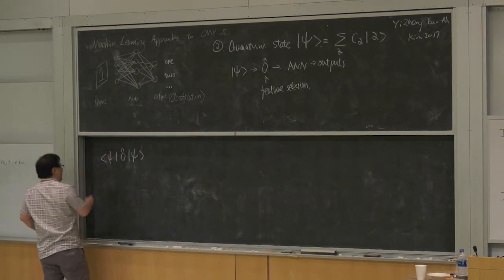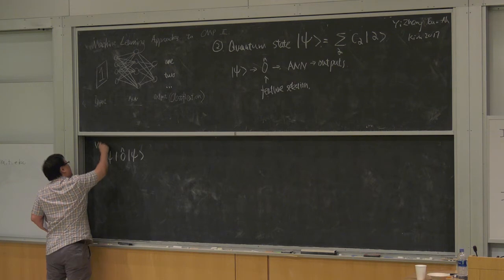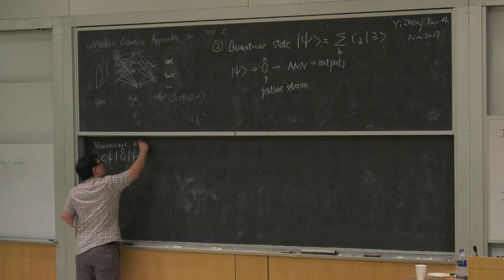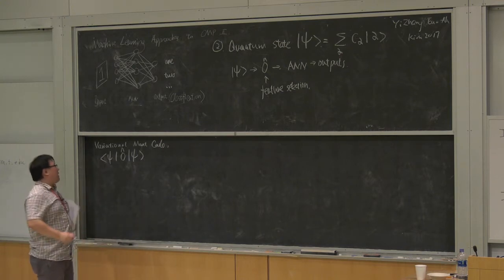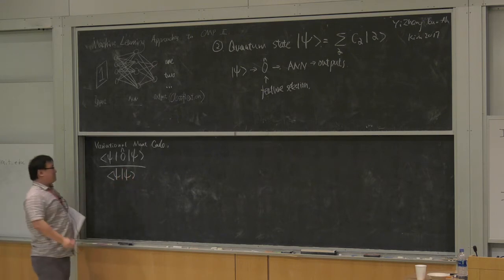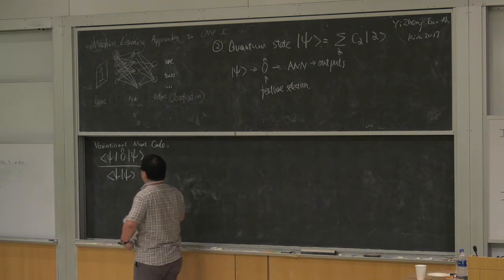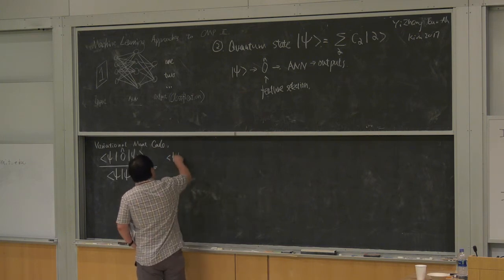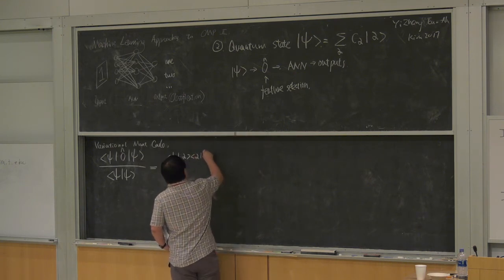This method is called variational Monte Carlo, by the way. What we want is to evaluate the value of the operator. And to do that, this wave function is a many-body wave function. We can introduce a bunch of identity operators.